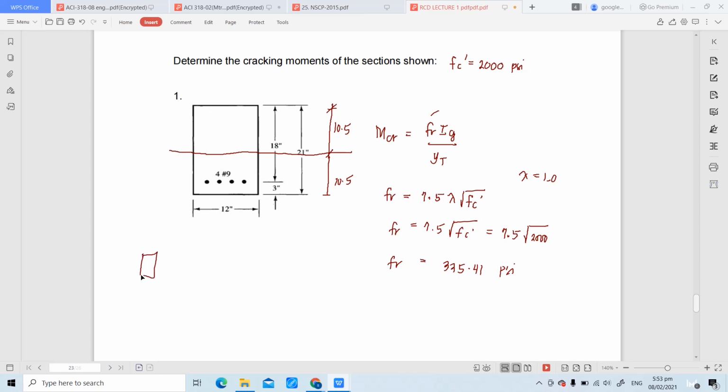And di ba pag sinabing moment of inertia na dumadaan sa centroid ng isang rectangular area, ang formula ay BH cube over 12. Di ba? So, IG is equivalent to BH cube over 12. Ang base ay 12. Ang height ay 21 raised to 3 over 12. No? Ano yung formula ng IG or ano yung value ng IG?